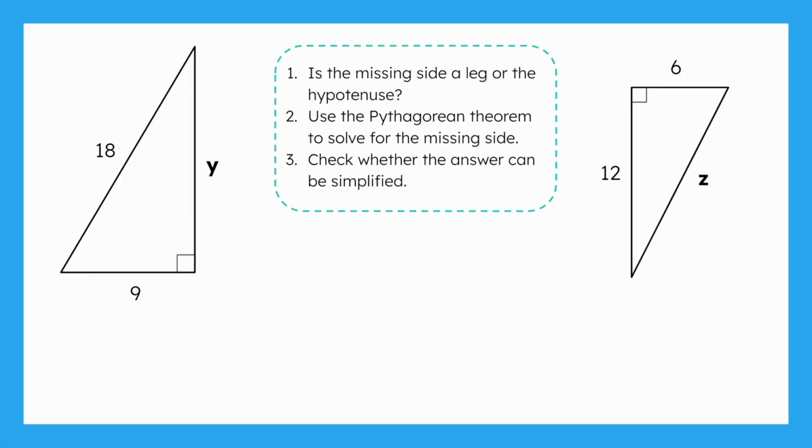We have 2 more triangles here that are missing a side. Pause and try these out. As a reminder, we want to first identify the missing side as a leg or the hypotenuse. Then use the Pythagorean theorem to solve for the missing side length and be sure to simplify any radicals.